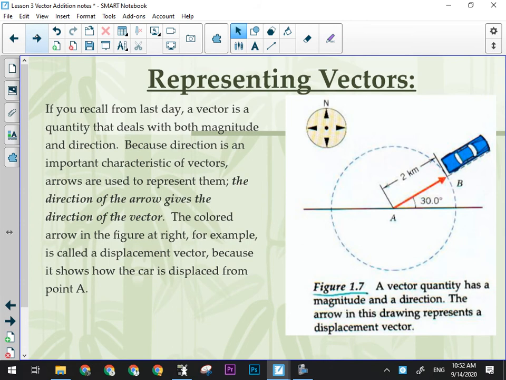Okay, so the direction of the arrow gives the direction of the vector. We can see in this one here, we have a 2 kilometer long vector, and it is angled 30 degrees north of east, or above the positive x-axis, whatever they decide the direction. Well, they've got a compass here, so it'll definitely be north of east.